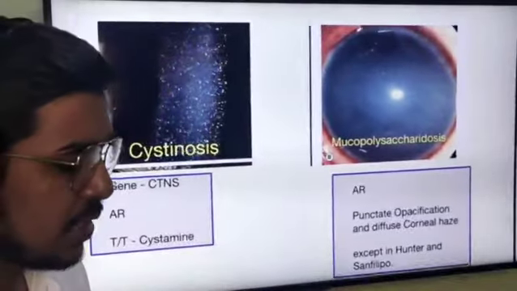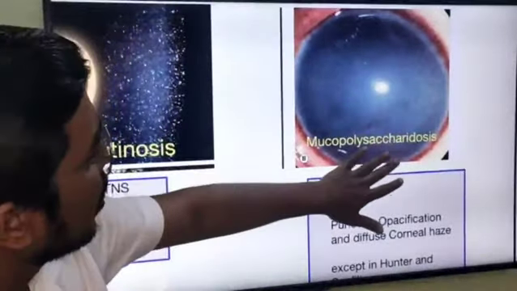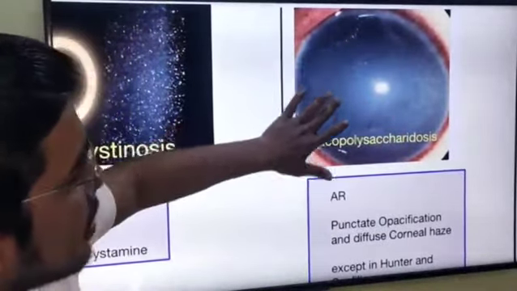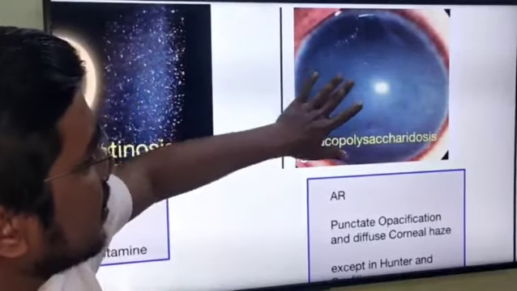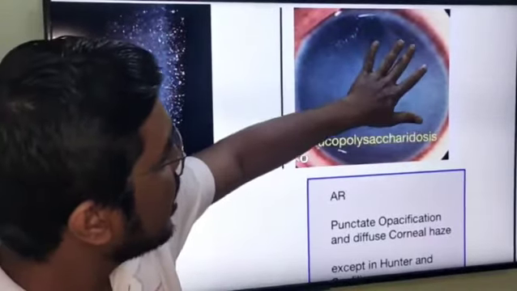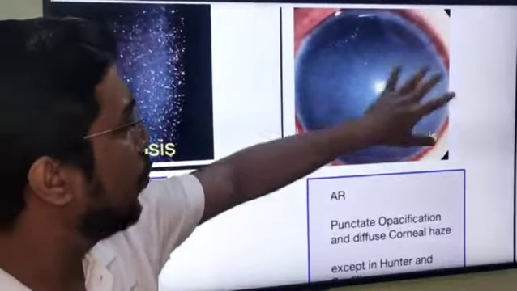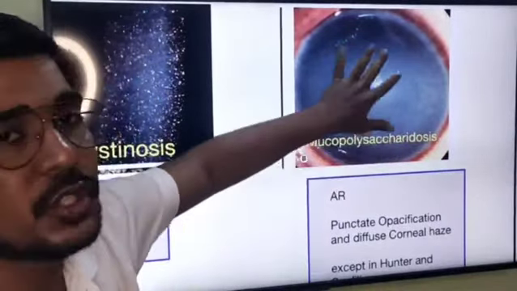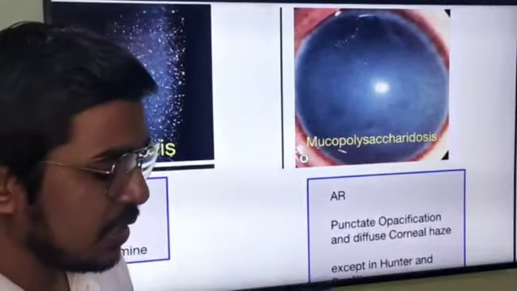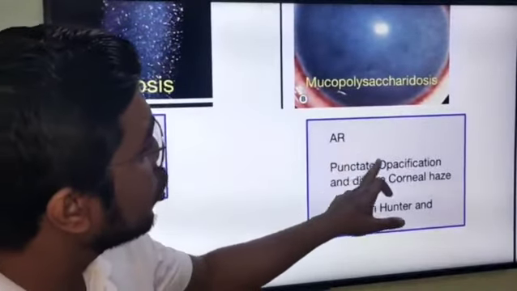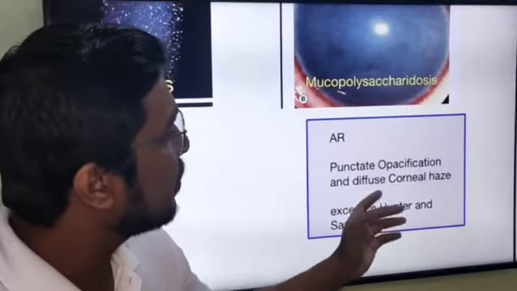Now coming to mucopolysaccharidosis. This mucopolysaccharidosis is very important. See, in mucopolysaccharidosis, can you see this total corneal haze? And if you stain this, sometimes you will find punctate opacification. So it is very important to understand. It's a punctate opacification with diffuse corneal haze.